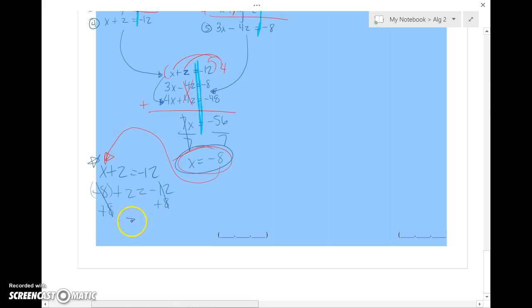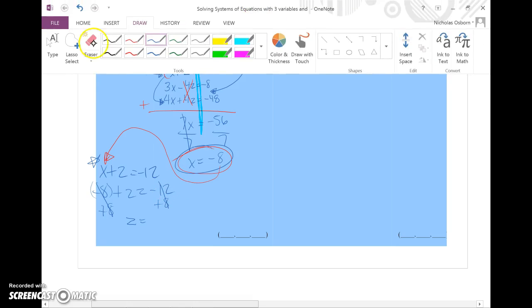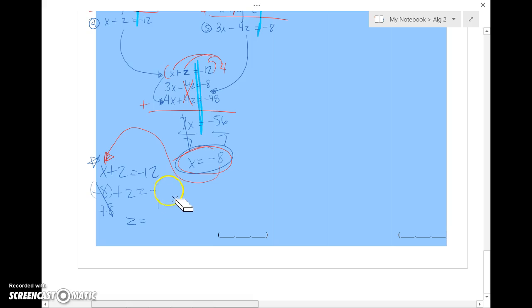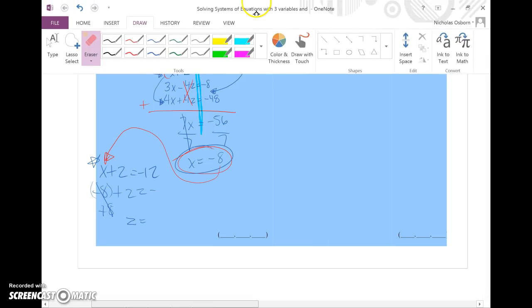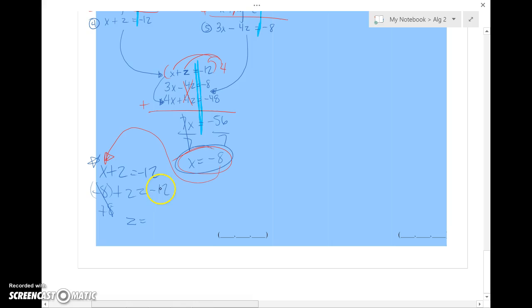And this is z is equal to, oh, sorry, I didn't mean to cross that out. I didn't mean to cross this out here. That doesn't go away. So that's negative 12. We're adding 8 there. So negative 12 plus 8 is negative 4. And that's our second variable.